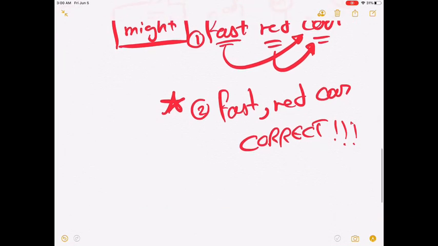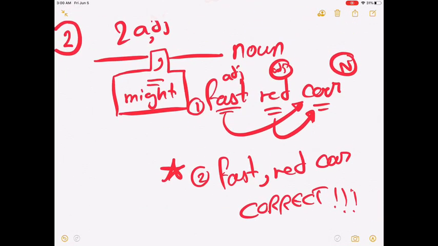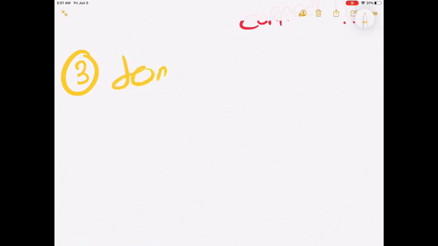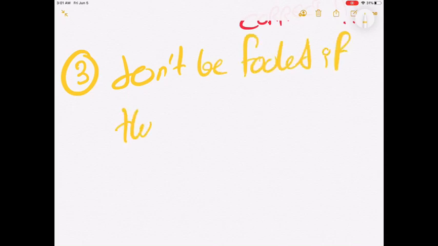Now, this is perhaps the most important tip. I'm really sorry about the background noise. The tip I'm going to say right now is the most important tip in the SAT examination when it comes to adjectives. Don't be fooled if there are multiple adjectives.